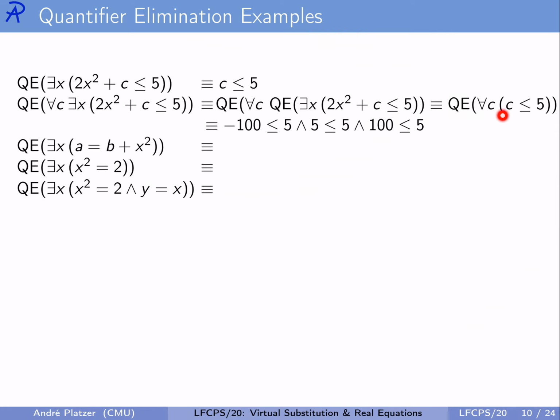Let's just make it easy. A c could have all kinds of possible values. It could have the value minus 100, so minus 100 needs to be less or equal 5. It could have the value 5, so 5 has to be less or equal 5. It could have the value 100, so 100 needs to be less or equal 5.